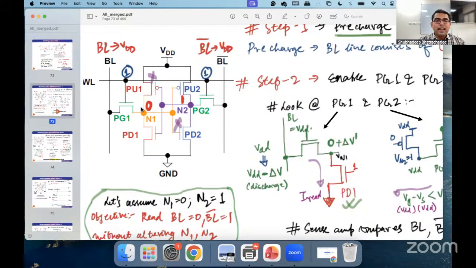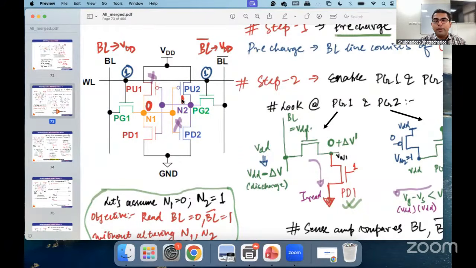What I mean is, earlier, as we had just discussed, the read current flows through the storage node N1, where the internal node was stored to 0. But that cannot happen anymore because this bitline has become 0. This PG1 transistor will not be operational. So the read current cannot flow through PG1 and PD1. So you have to look at the other side of the branch now. You have to start looking at what happens at PG2.